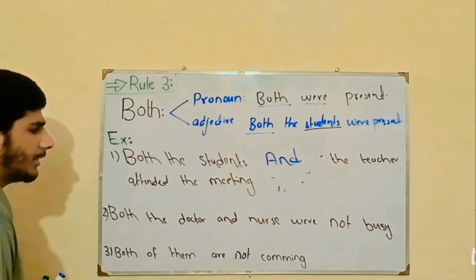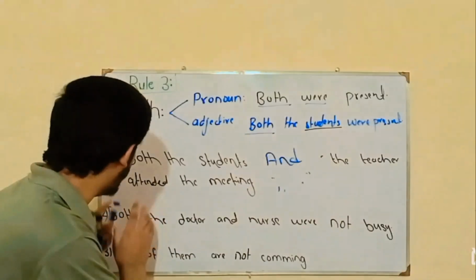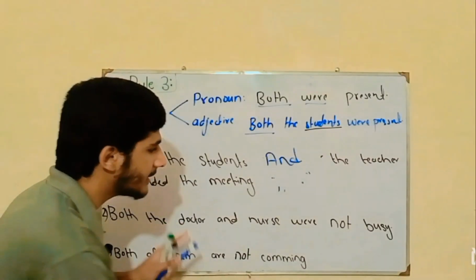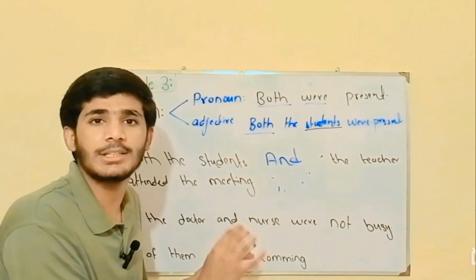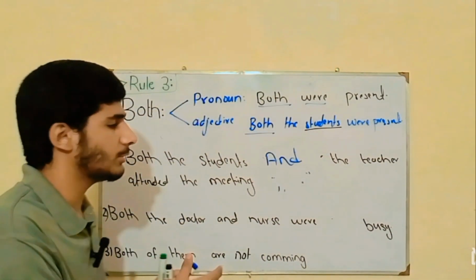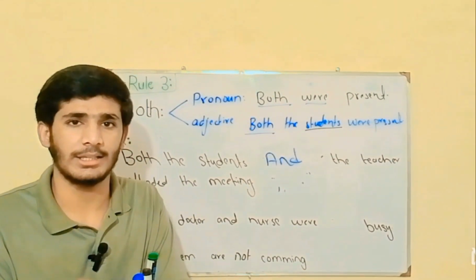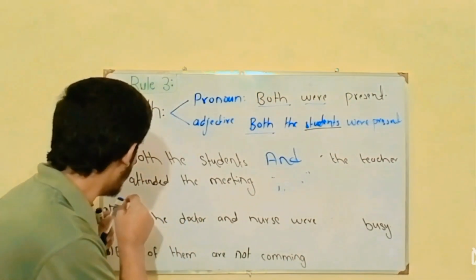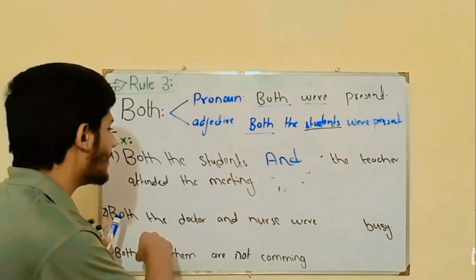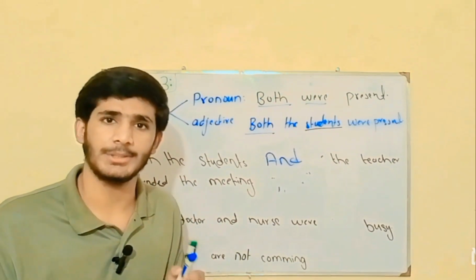Similarly, both the doctor and nurse were not busy. Now this sentence is incorrect because I told you that both is not used for negative sentences. It's only used for positive sentences, but this sentence gives a negative sense. So we have to remove not. Now this sentence is correct: both the doctor and nurse were busy. If we want to make this sentence negative, we can. As I told you before, instead of both, we can use neither in a negative sentence. So this sentence will be: neither the doctor nor the nurse was busy. Now this sentence is correct grammatically, okay?